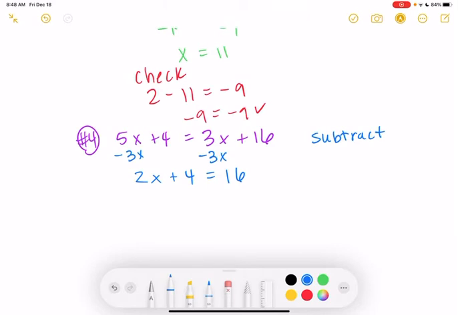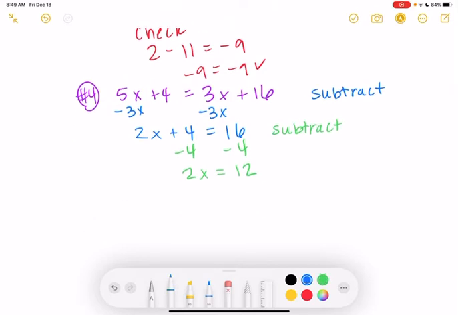So now, what should I do? Show me that card. I would subtract again, right? Because now I want to get that -4 to the other side. So I am left with 2x equals 12.